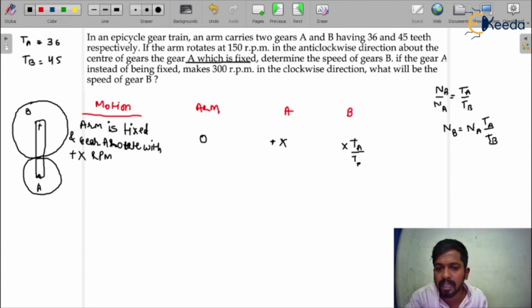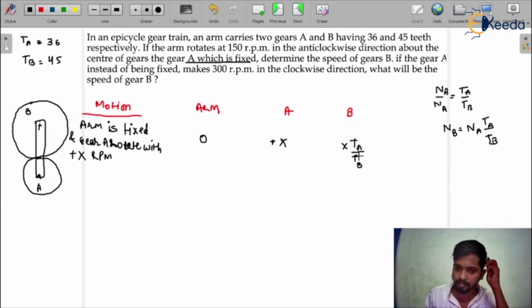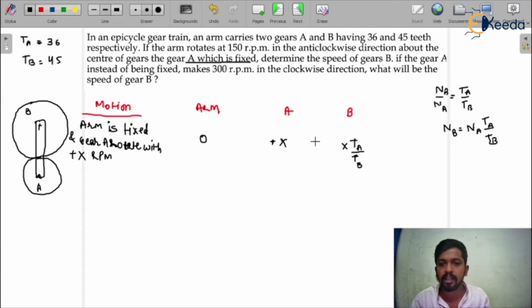But the important thing is the direction of gear B. Both are meshing gears, so if A is in the anti-clockwise direction, then B would be in the clockwise direction, and if A is in the clockwise direction, B would be in the anti-clockwise direction. So the direction is opposite to the direction of gear A.